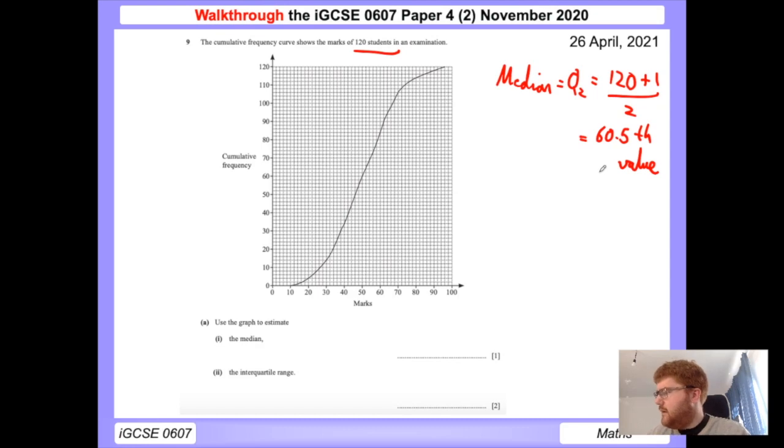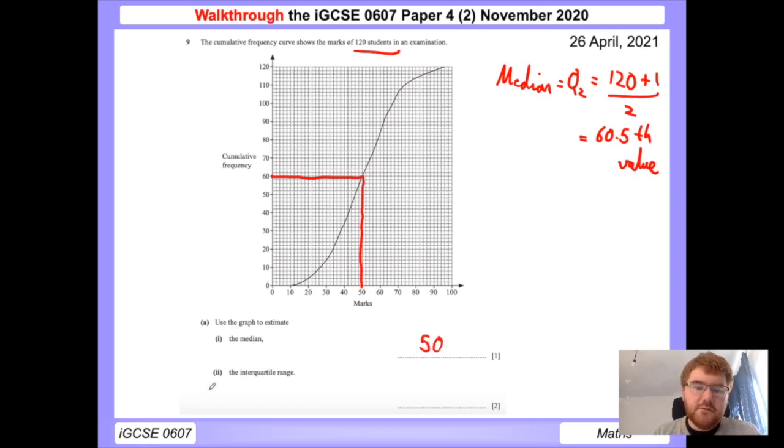At this point, we're going to take 60 or 60.5, go all the way across, try and be as straight as possible, use a ruler of course in the exam, and then we come down. Easy marks if you know how, and then we read off 50.